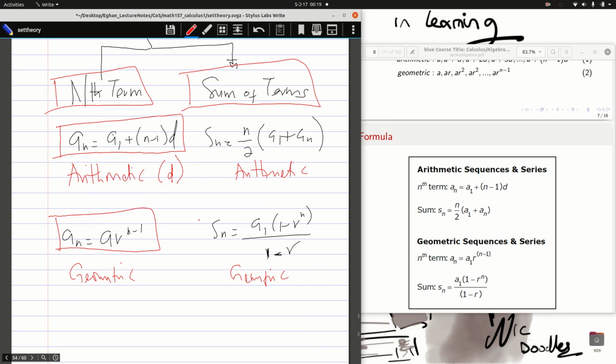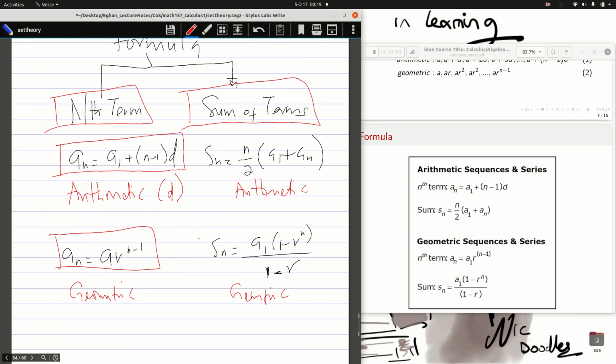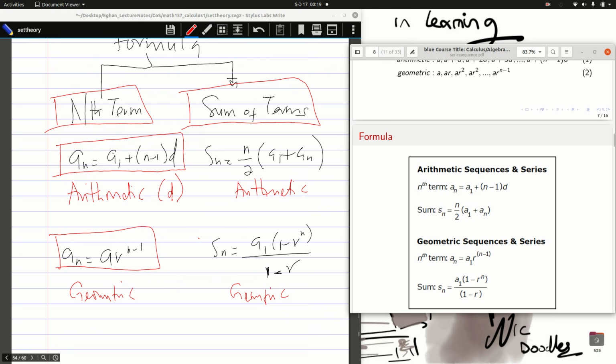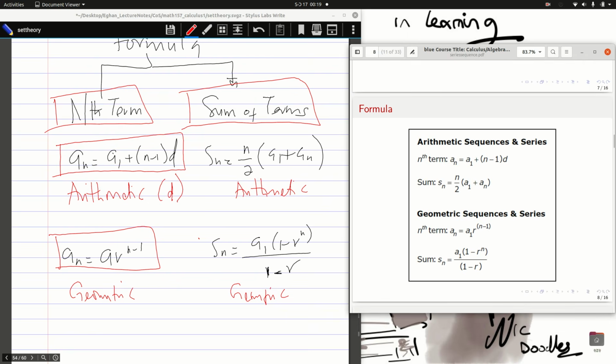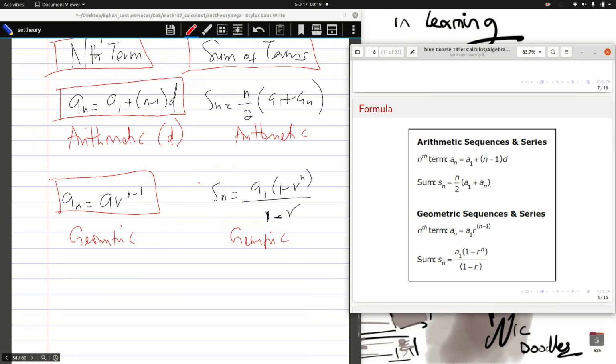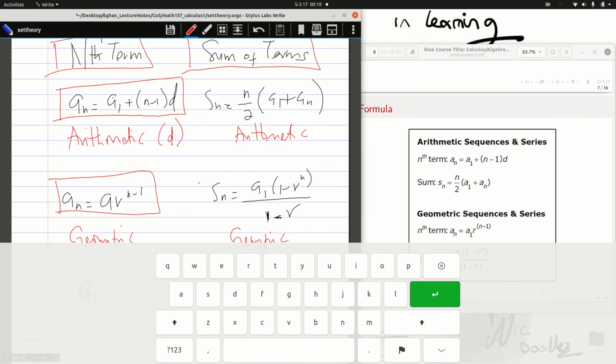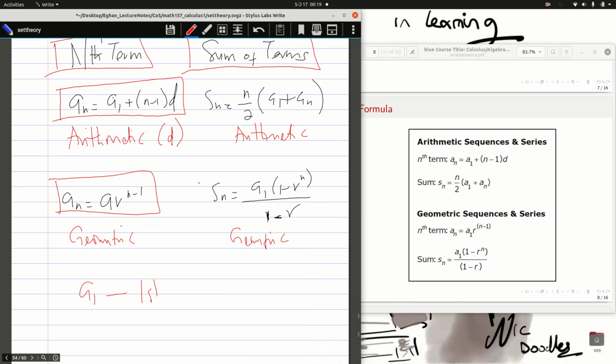These are just the two formulas we need for each of them. That is it, so take note of it for me. Again, you already know what A1 is. A1 is the first term. D is the common difference.